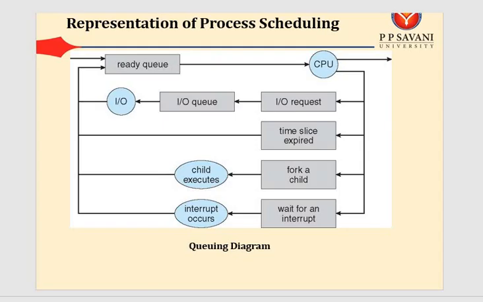The next one is the child execution queue, the fork a child. That means one process has a number of sub processes to perform the task. So for that you have to create a fork of a child. Last is the interrupt queue. Many times, due to some event, interrupts occur between processes. So maybe it goes from the waiting state to the ready queue and again to the processor. So these are the simple queues of process scheduling.